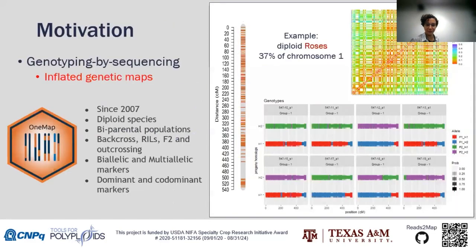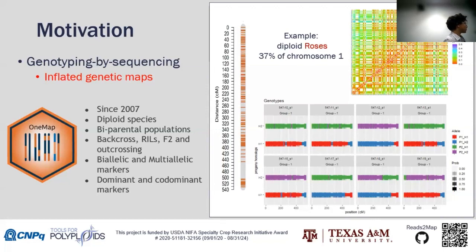The motivation was because I was working with OneMap, a software for building linkage maps in diploids, and it can also deal with populations that come from inbred lines, an outcrossing population, biallelic and multiallelic markers, codominant and dominant markers. And it's a software that was released in 2007, by former students in my past lab.